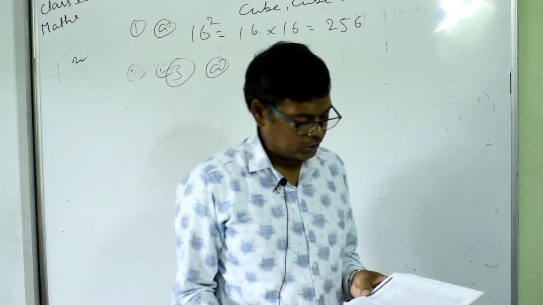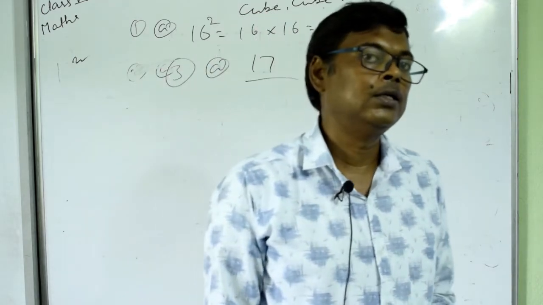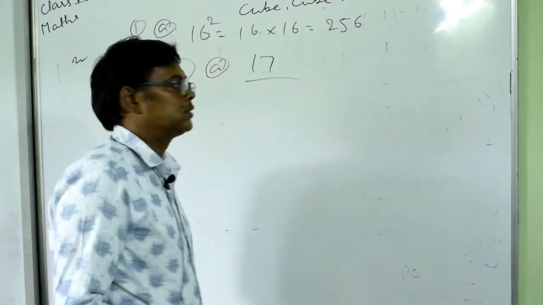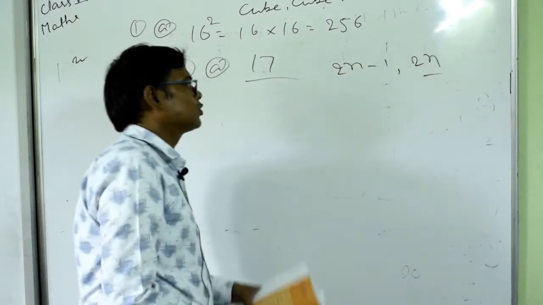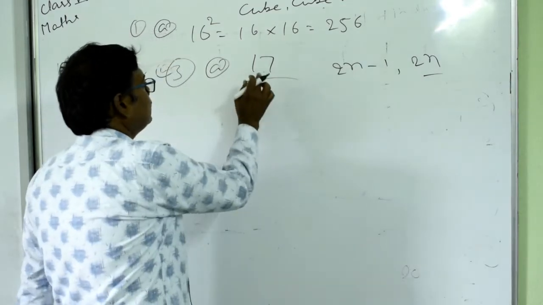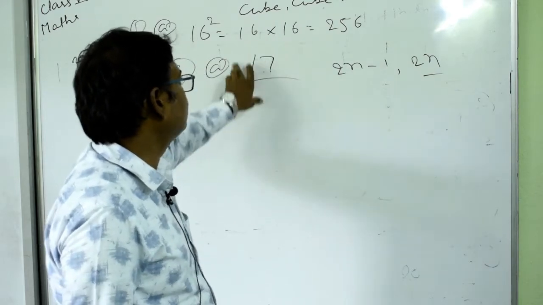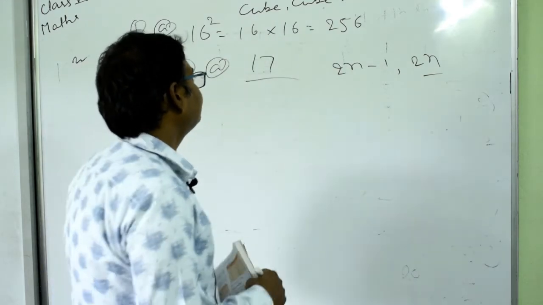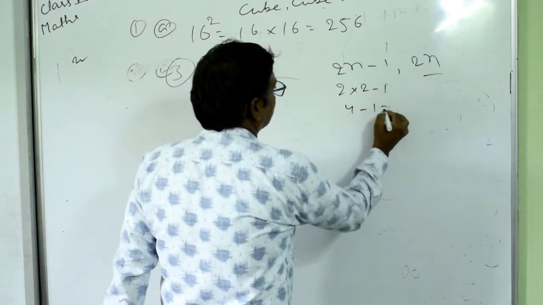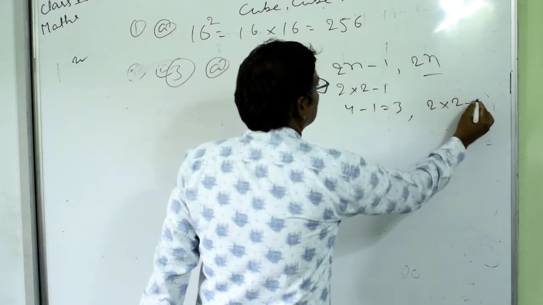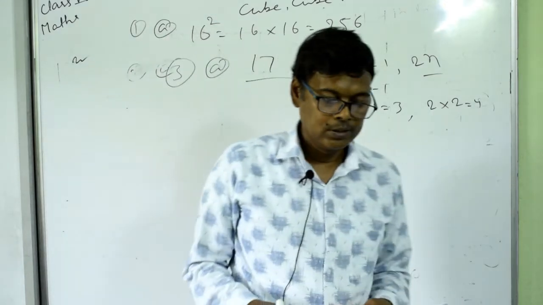There is a rule for this also: if you have a number with n digits, then its square will have 2n minus 1 or 2n digits. Here 17 is a number of 2 digits, so when you square it you will get either 2 into 2 minus 1, that is 4 minus 1 equal to 3, or 2 into 2, that is 4. So in this case you will get 3 digits.